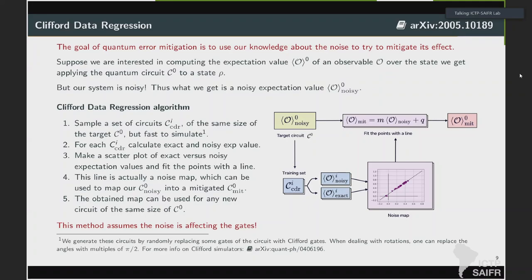Regarding this, I'm not sure if Clifford data regression is effective or not. More about the global and the locality of the problem. Oh yeah, maybe we can discuss later about this. So, yes. But it's important to say that this is not covering all the possibilities of the noise. Sure that the mitigation is good to the original circuit.